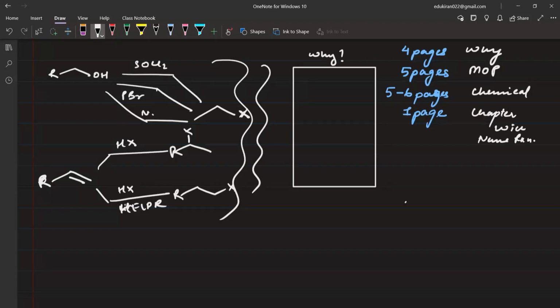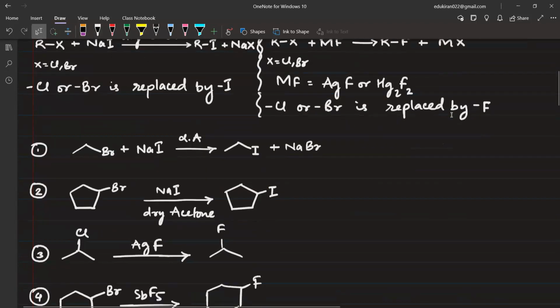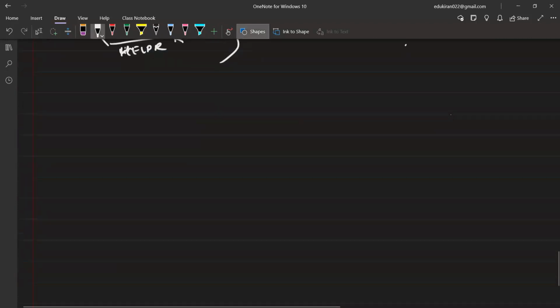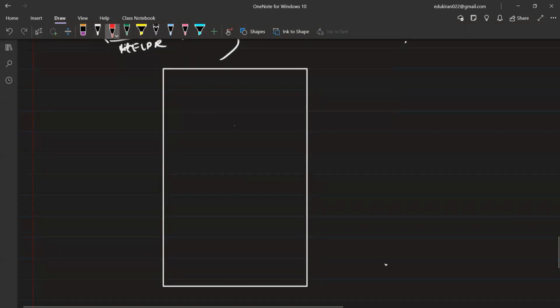So as you saw, we have done chapter-wise name reactions, where we did the Sandmeyer reaction, right? Halogenation, Finkelstein, and Swarts. So what you are going to do is take a sheet of paper like this, one A4 size paper. You will write the heading.